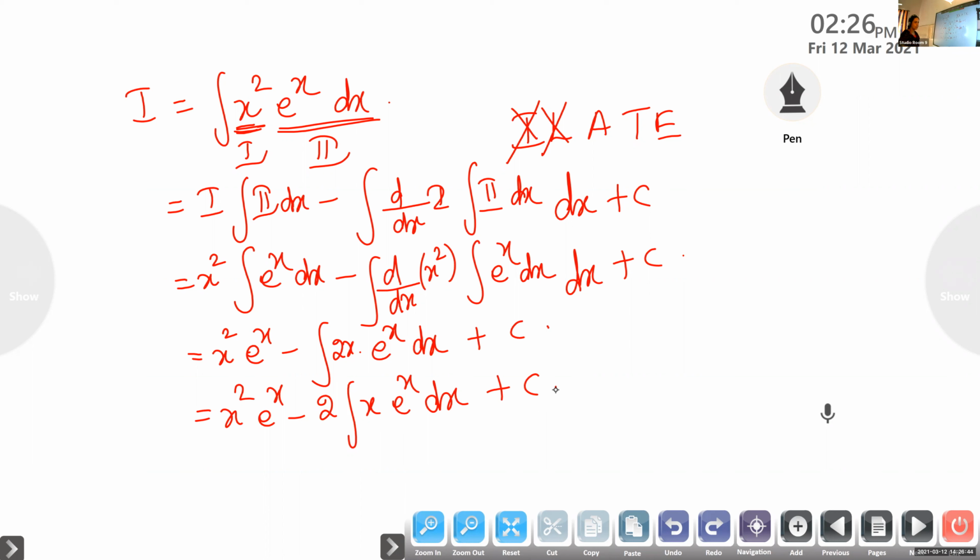Now is it over, children? When is the integration process over? Here, look here. We have x into e raised to x, isn't it? That means what do you have to do? Yes, tell me. How can we do this, Karthik?